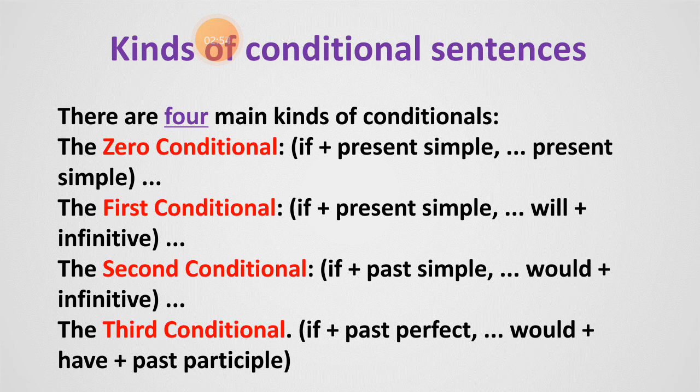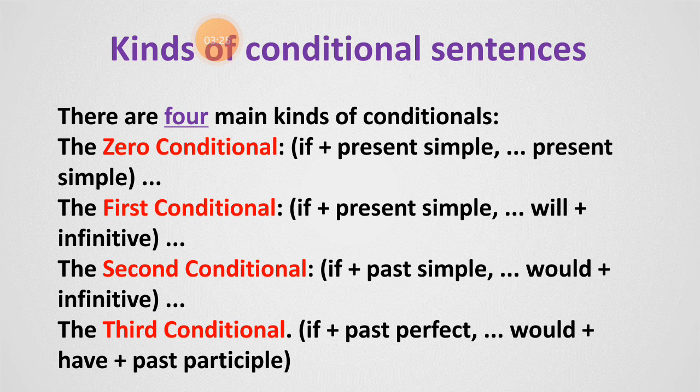Okay, let's see the kinds of conditional sentences. Here are four main kinds of conditionals. Number 1, the zero conditional, then the first conditional, the second conditional and the third conditional. Here is a structure given to you in front of each kind. Now in zero conditional kind of sentences we have if clause. In if clause we have simple present, and in main clause we have the simple present tense. So this kind of sentence is zero conditional.